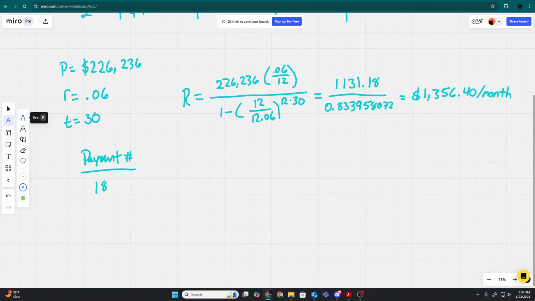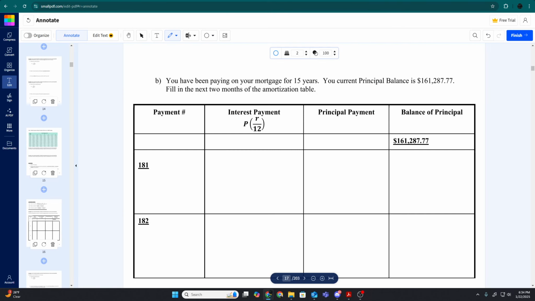So we're at 181, and we're going to do 182. So first step is we need our interest. Okay, so for our interest here, it's based off what we have as the remaining balance. So we go back, and we see our remaining balance is $161,287.77. So I'm literally going to take this balance right here, this 161,000. I'm going to multiply it by our percent, 0.06, and divide that by 12.